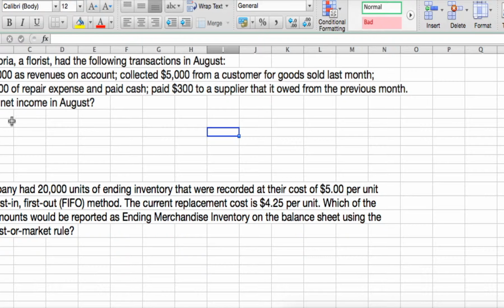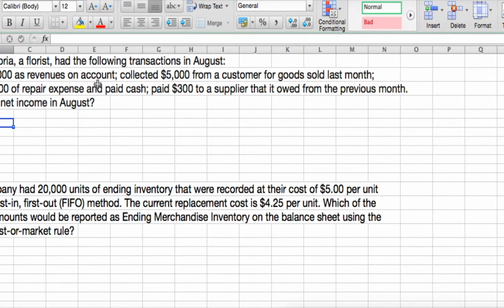So as I look at these numbers, I see earned $3,000 on revenues on account for the month. That number is relevant to this month because I will record it this month as revenue. Collected $5,000 from a customer for goods sold last month. Irrelevant because I've already recorded this $5,000 in my net income for the previous month, which in this case would be July. So far I have $3,000 revenue. I'm going to just write that over here. $3,000 revenue will be in that column. So that looks like all of my revenues.